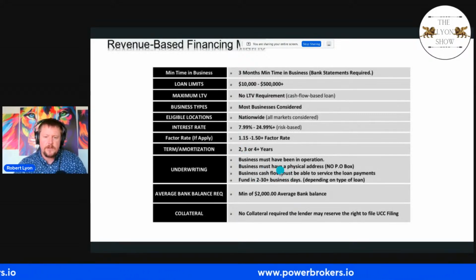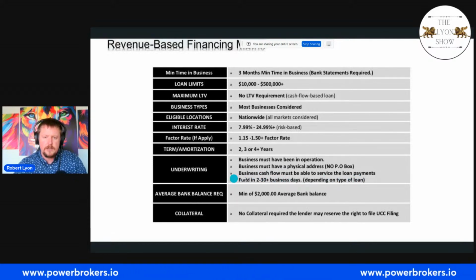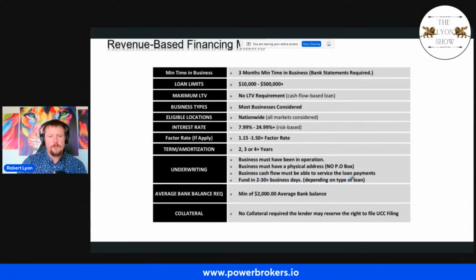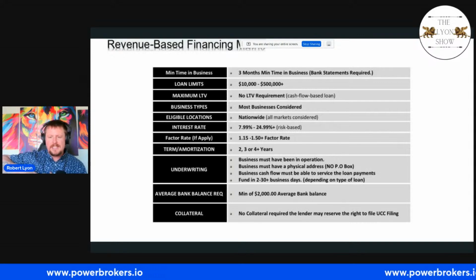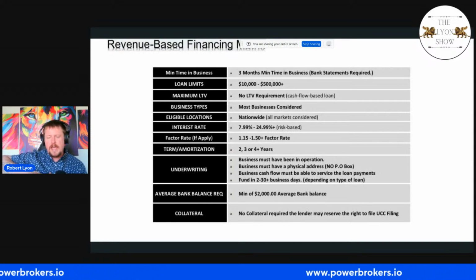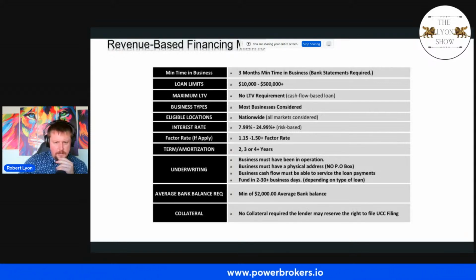You must have cash flow. You must have funds that are hitting your bank account, at least 2 deposits within the last 30 business days. Okay, in order to get approved for revenue-based funding. Average bank account balance needs to be at least $2,000, right? So that means on average, you need to have $2,000 in the business bank account.